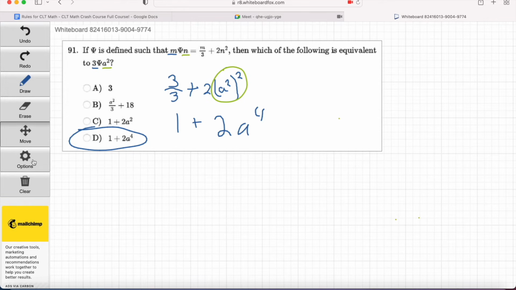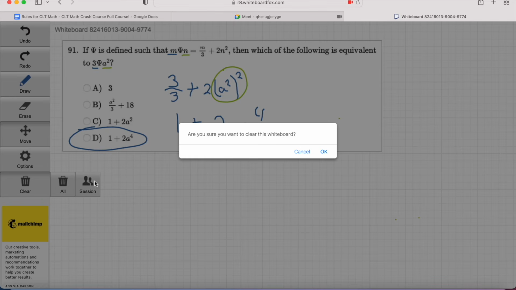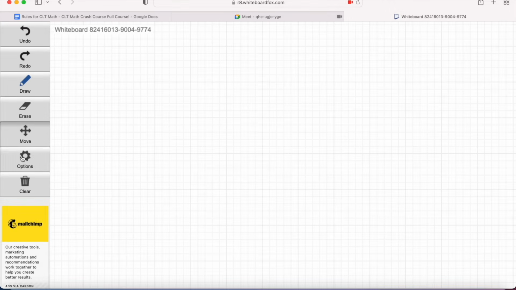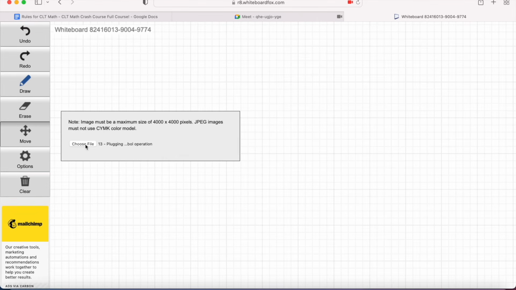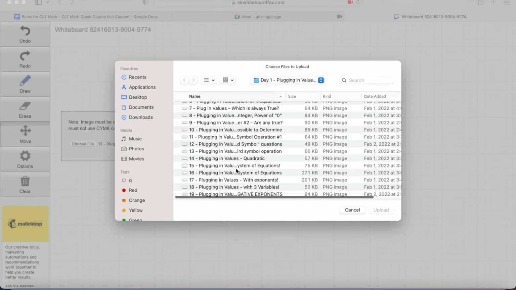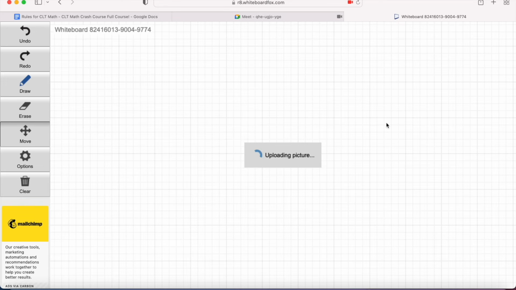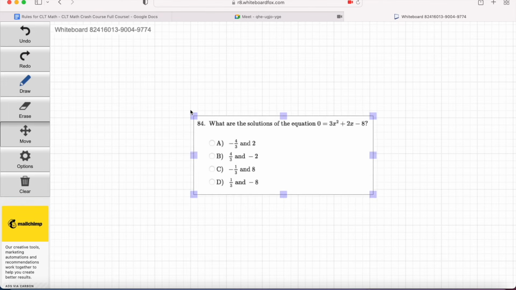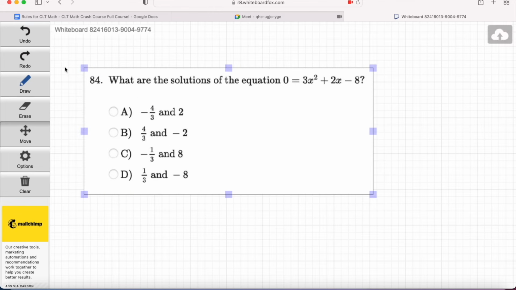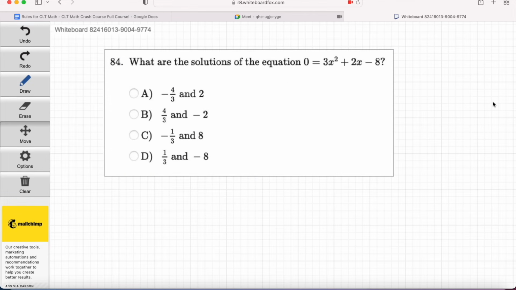Let's do some more questions. Okay, let's try this guy. All right, go ahead and read question 84 for us, please. What are the solutions of the equation 0 equals 3x squared plus 2x minus 8? Eek. Okay.